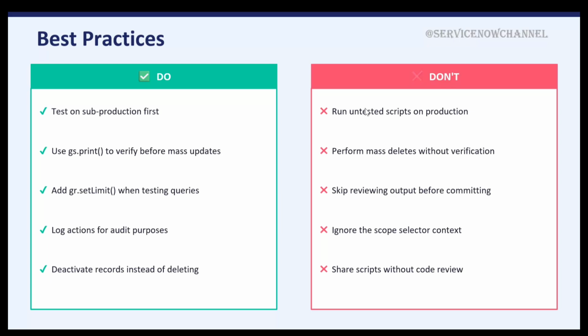Okay, so skip reviewing output before committing. Okay, next, ignore the scope selector context. So every time you need not select the scope selector. By default, it will be global. In exceptional cases, if you need to select the application or scope, then you go to the scope selector. Okay, share scripts without code review. Okay, so these are the do's and don'ts of background scripts.